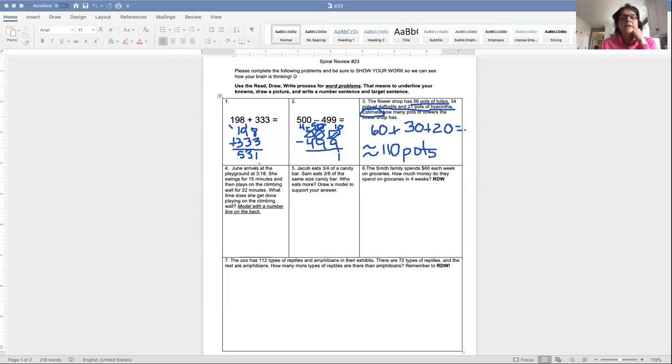It says June arrives at the playground at 3:18. That's what time she arrives. She swings for 15 minutes, and then she plays on the climbing wall for 22 minutes. What time does she get done playing on the climbing wall? So I'm going to model with my number line over here.